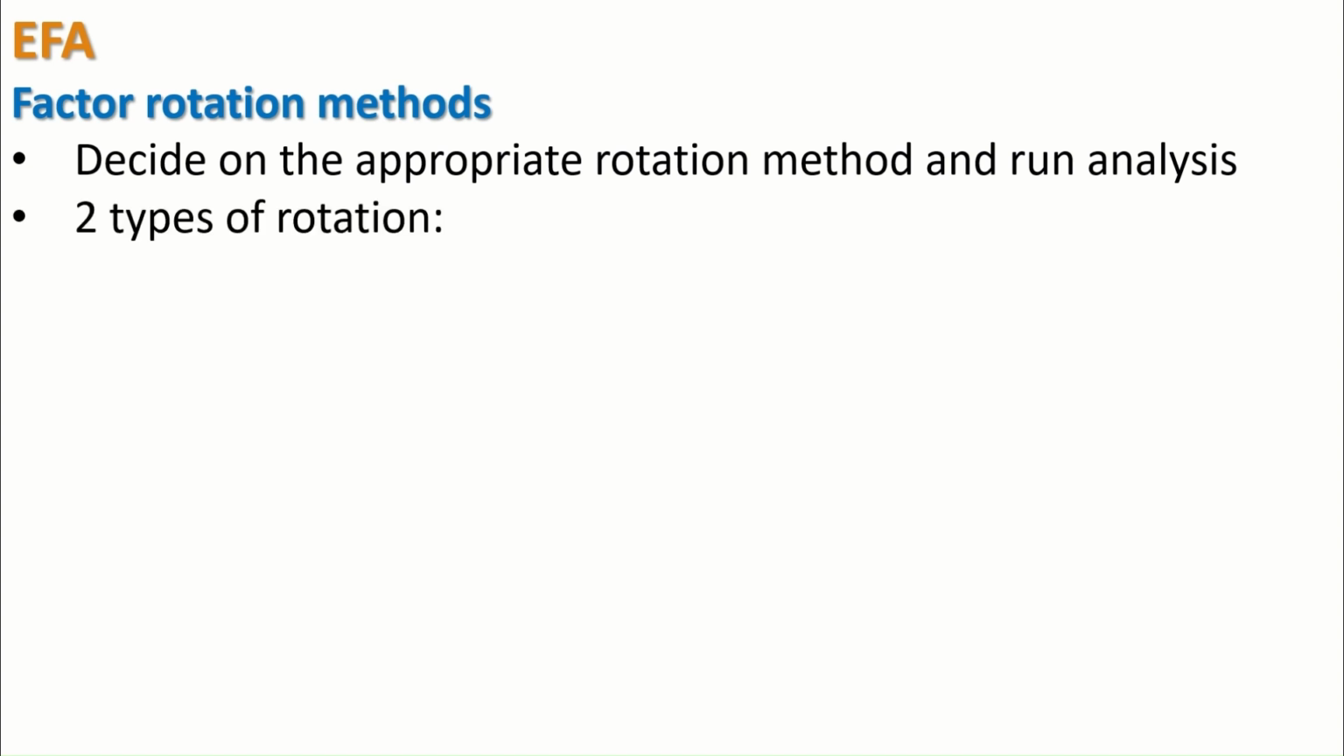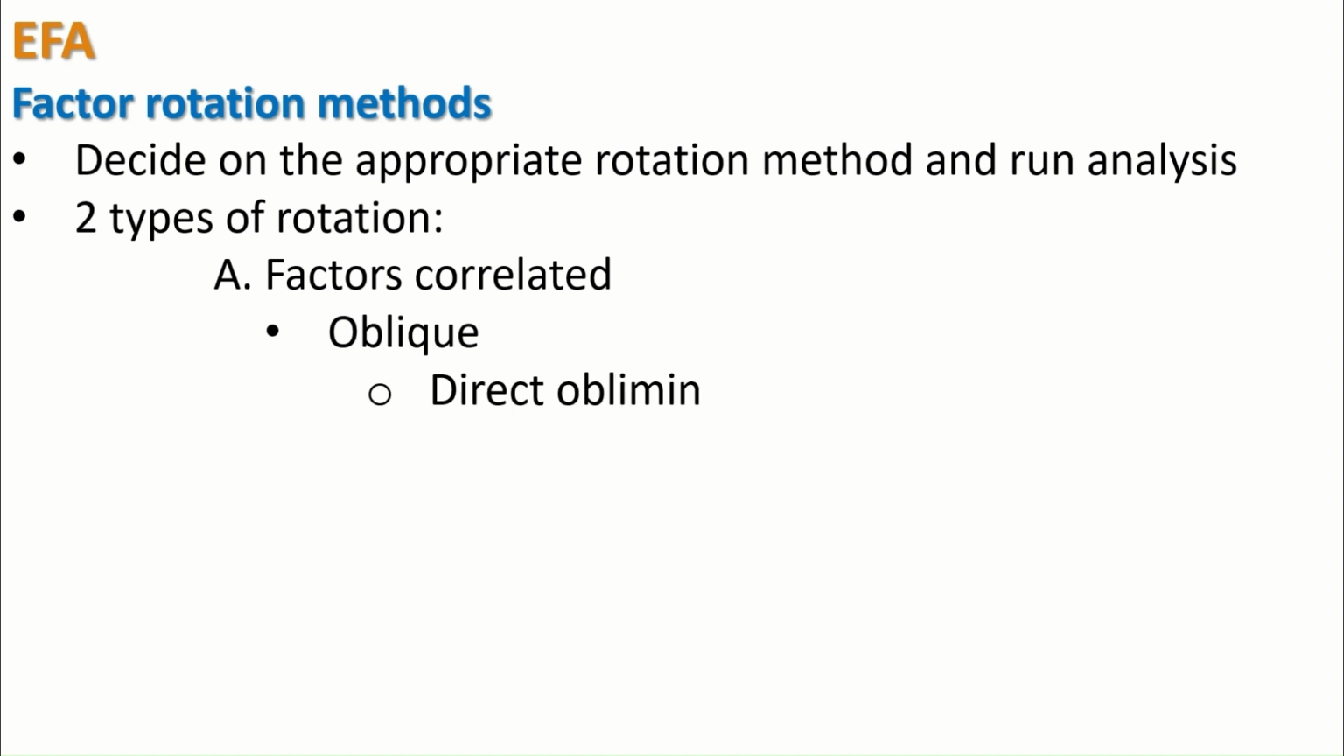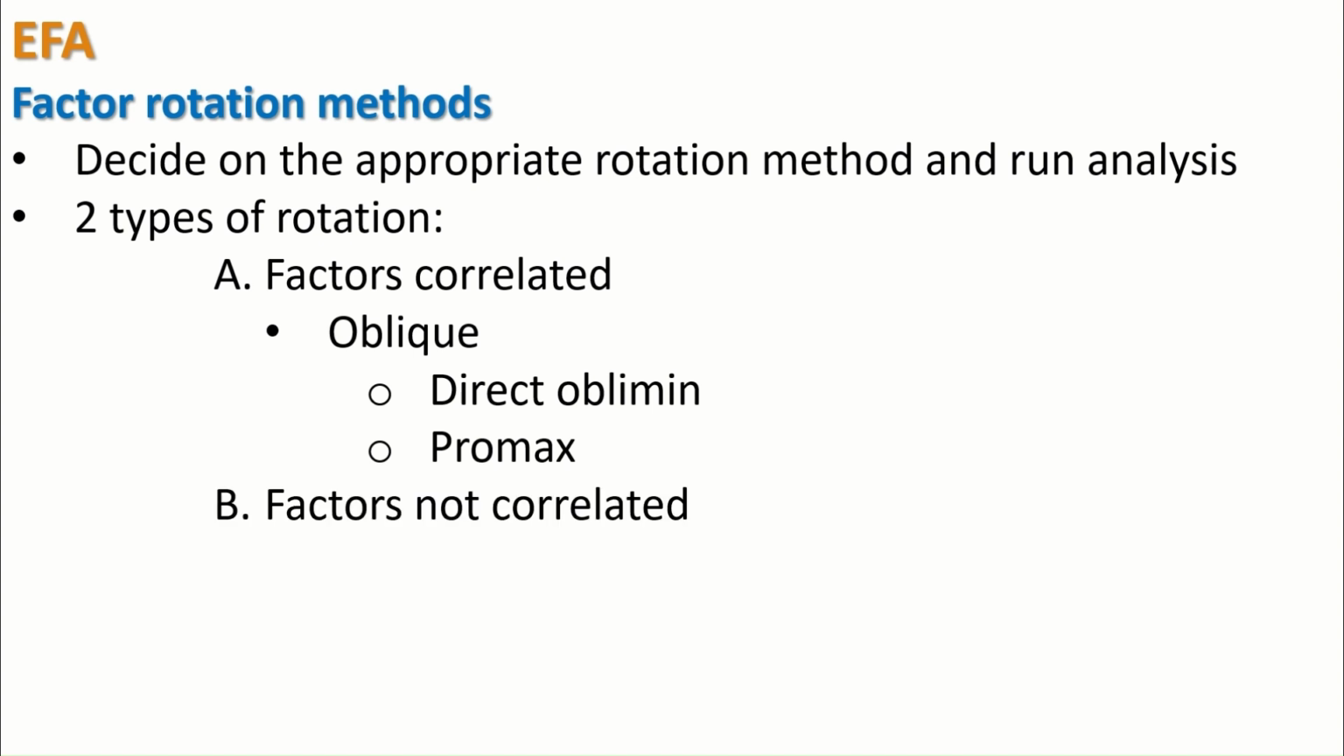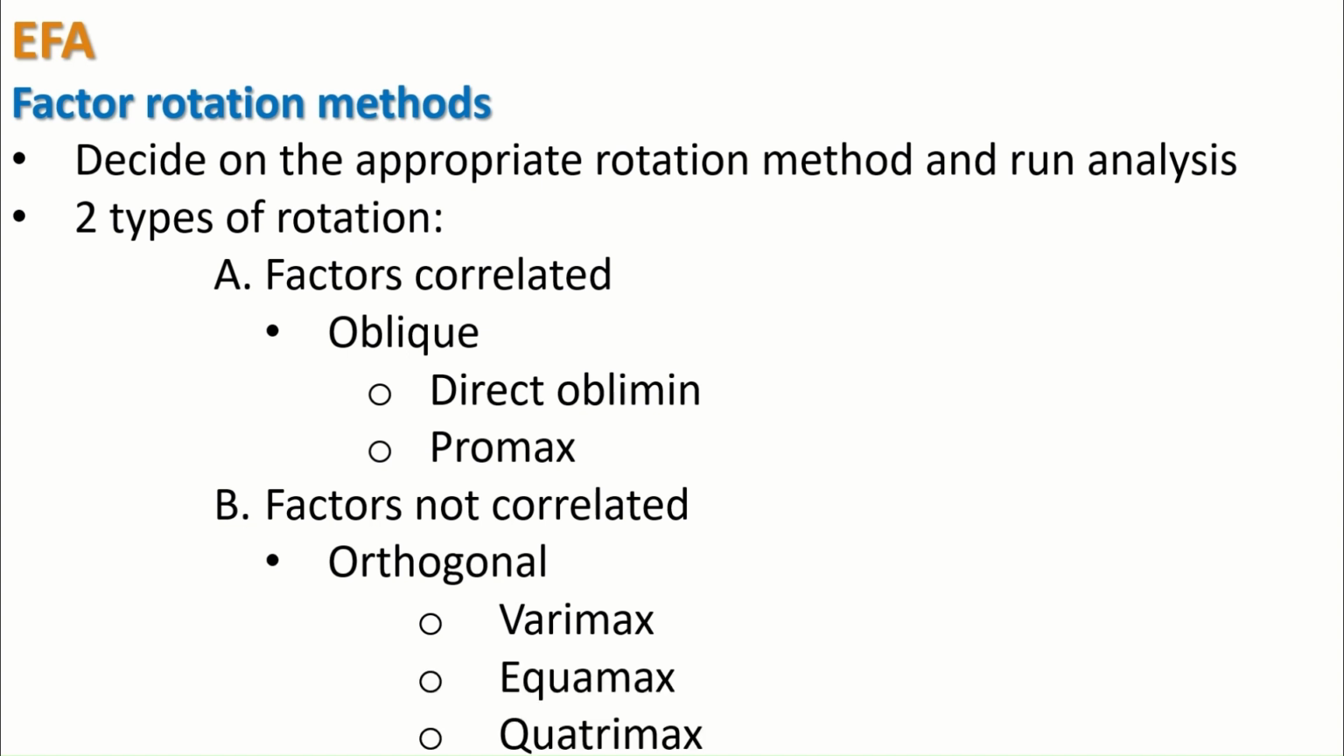There are two types of rotation. When the anticipated factors are correlated, then go for the oblique method. The oblique method can be Direct Oblimin or Promax. When the factors are not related, then the orthogonal rotation method can be used. There are subclasses for it: Varimax, Equimax, and Quartimax.